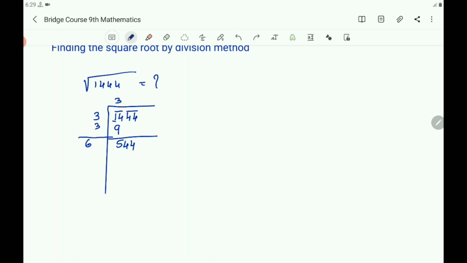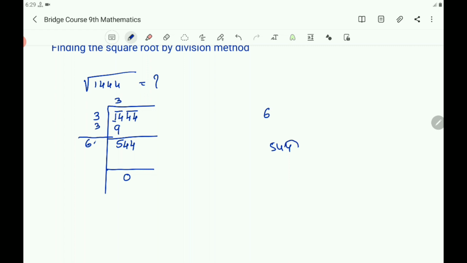In that case what you have to do here is guess the largest possible digit to fill the blank, which will also become the new digit in the quotient, such that when the new divisor is multiplied by the new quotient digit, the product is less than or equal to the dividend. Here it is 44, and in front of 6 we have to place some digit. Since 1444 is a perfect square, at the end you must get 0. So you must get the number 544 only.